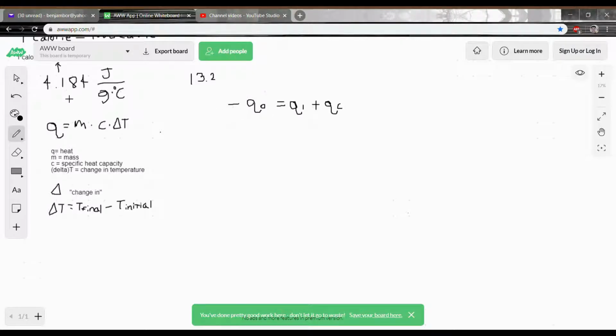I wish I could move. Can I move this? I'm not going to bother. Alright, I was going to move it up top to make more room, but this is fine.